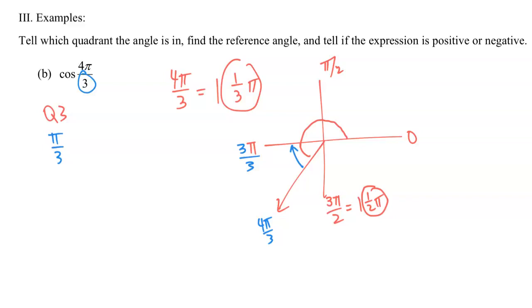Okay, finally, what is this going to be, positive or negative? Well, all students trust Castle, and so because this is in quadrant 3, cosine in quadrant 3 is negative. The only trig function in quadrant 3 that would be positive would be tangent, and so because this is cosine, the answer to cosine of 4 pi over 3 must be negative.